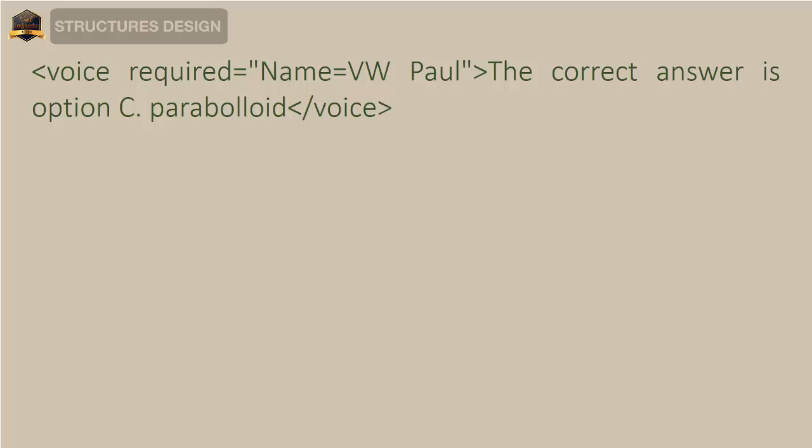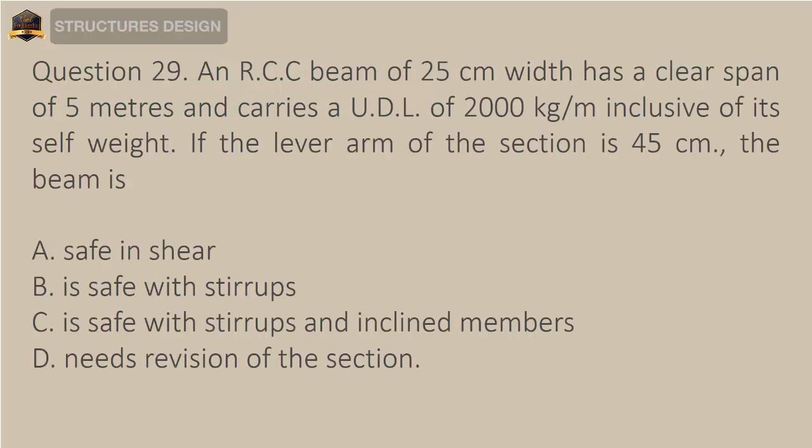Question 29. An RCC beam of 25 cm width has a clear span of 5 meters and carries a UDL of 2,000 kg per meter inclusive of its self-weight. If the lever arm of the section is 45 cm, the beam is A. safe and shear, B. is safe with stirrups, C. is safe with stirrups and inclined members, D. needs revision of the section. The correct answer is option A, safe and shear.